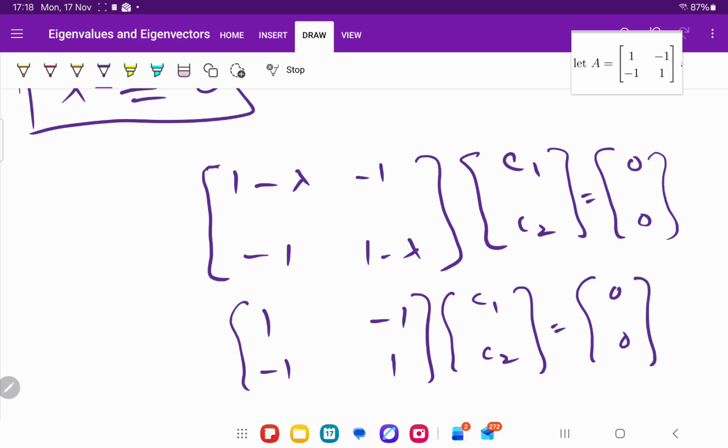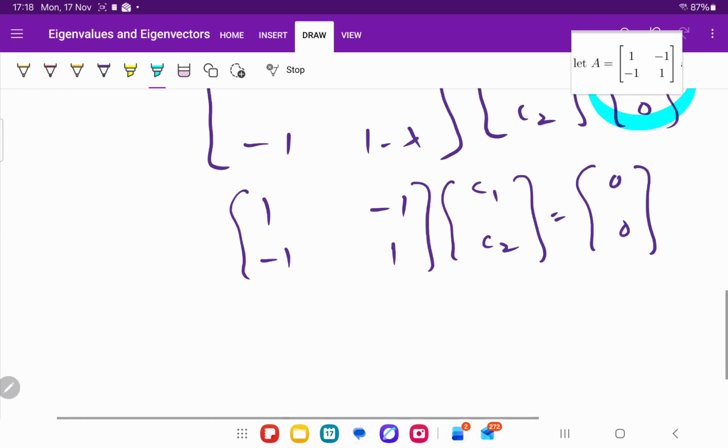The last column, 0 0, will remain 0 0 for all types of eigenvalue and eigenvector questions. In any case, this column will be 0 0, so we'll keep 0 0 all the time.